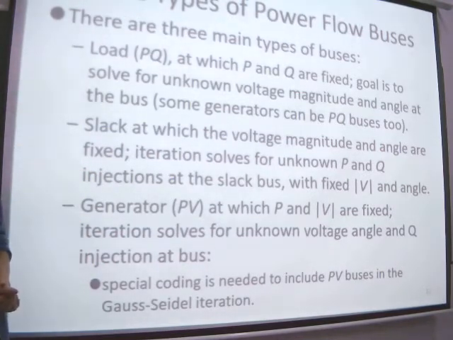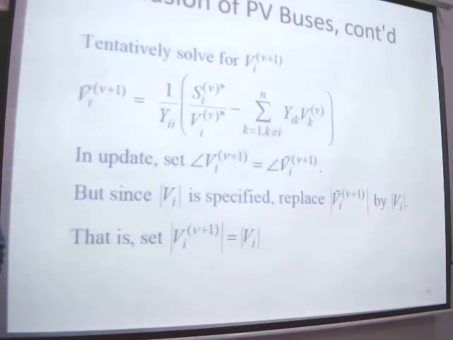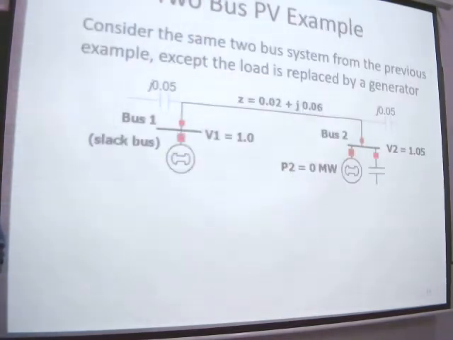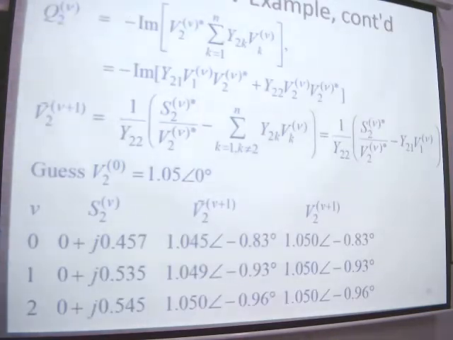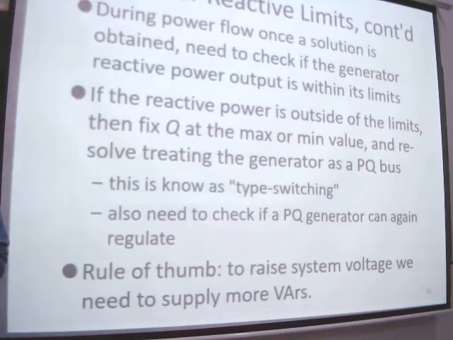So the reference bus, the slack bus, is handled separately, and the PV buses are solved by the Gauss-Seidel iterations. Here's an example with three iteration steps, including the generator reactive power limits.